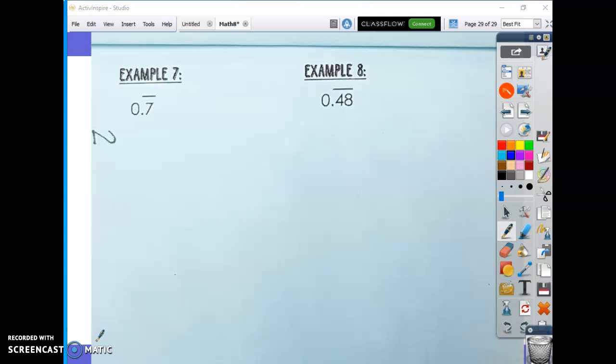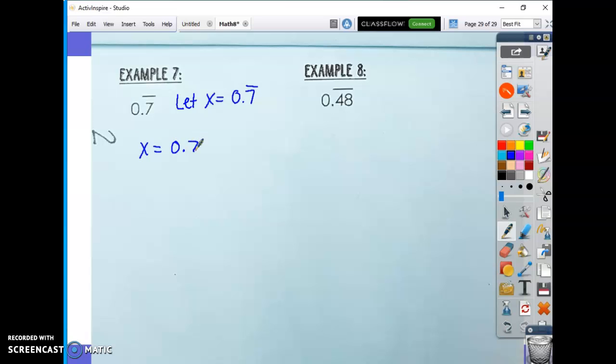Okay, so now that we have repeating decimals, it gets a little trickier to convert repeating decimals to fractions. We're going to start with letting our decimal equal x. So we're going to let x equal 0.7, where 7 is repeating. So we have x is equal to 0.7 repeating.